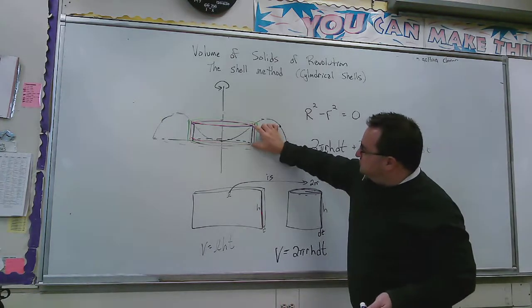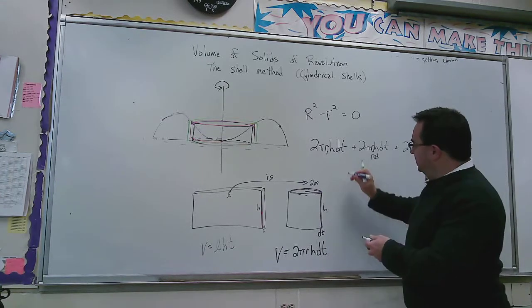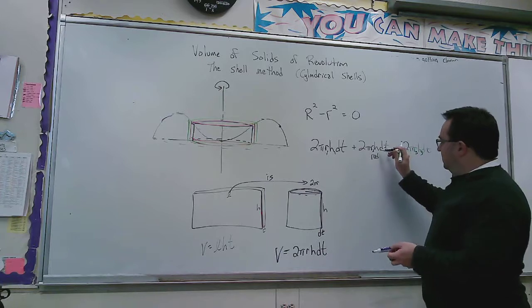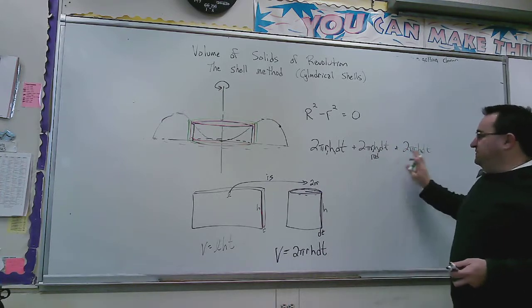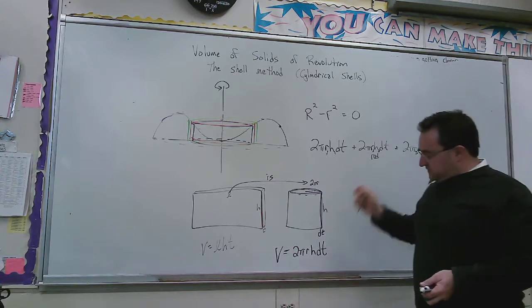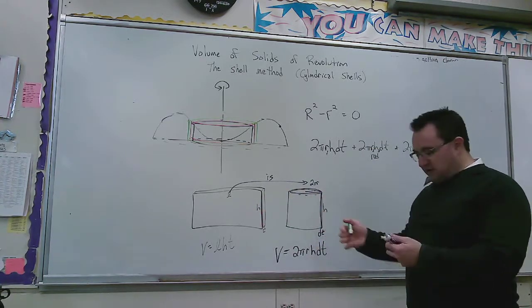Well, the height is changing. So we'd have height 1, height 3, height 2. The thickness is always infinitesimal, so that stays the same. So if this is the volume of one sheet of paper or one shell, this is the volume of one shell.